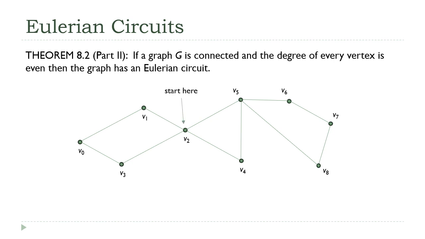Now, once you pick that point, you need to plot a path around the circuit within the graph that starts and stops at V2. Such a path has to exist because the degree of every vertex is even. Every vertex that I go into along the way has to have a corresponding edge coming back out, so I'm never going to get stuck at a vertex. And my chosen vertex has to have a path back in, again, because its degree is even.